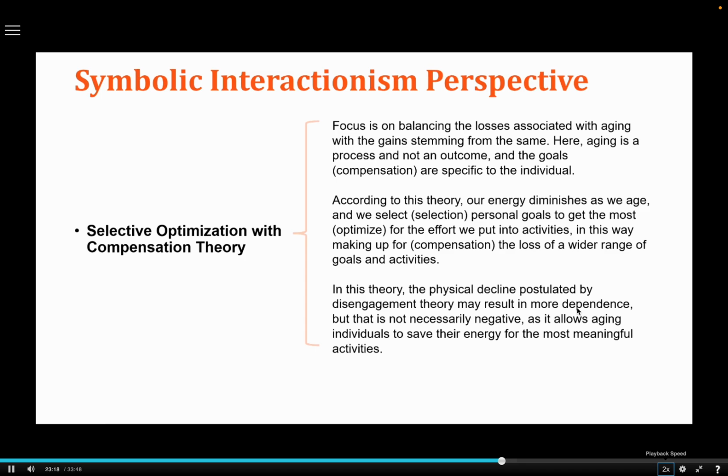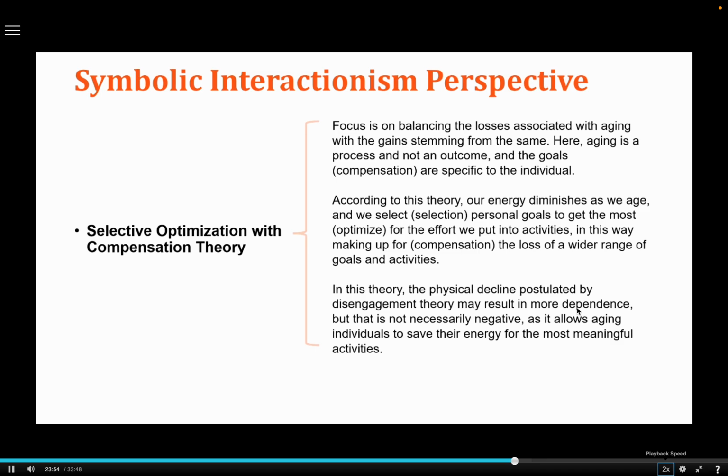So it's a process in which the goals, which they call the compensations, are specific to the individual, and it is in this way that individuals make sense of what is happening as gains. So it's talking about how there are things that people lose with age, such as physical strength.